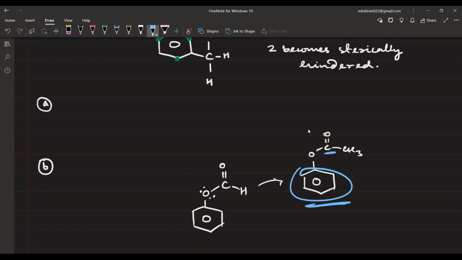Otherwise, you will write phenyl methanoate as this correct structure. Okay, so we'll have methanoate. Let's see, what will happen in it? You will have the functional group. The functional group is what? It is the ester group, because it is C double bond O and then we have O.